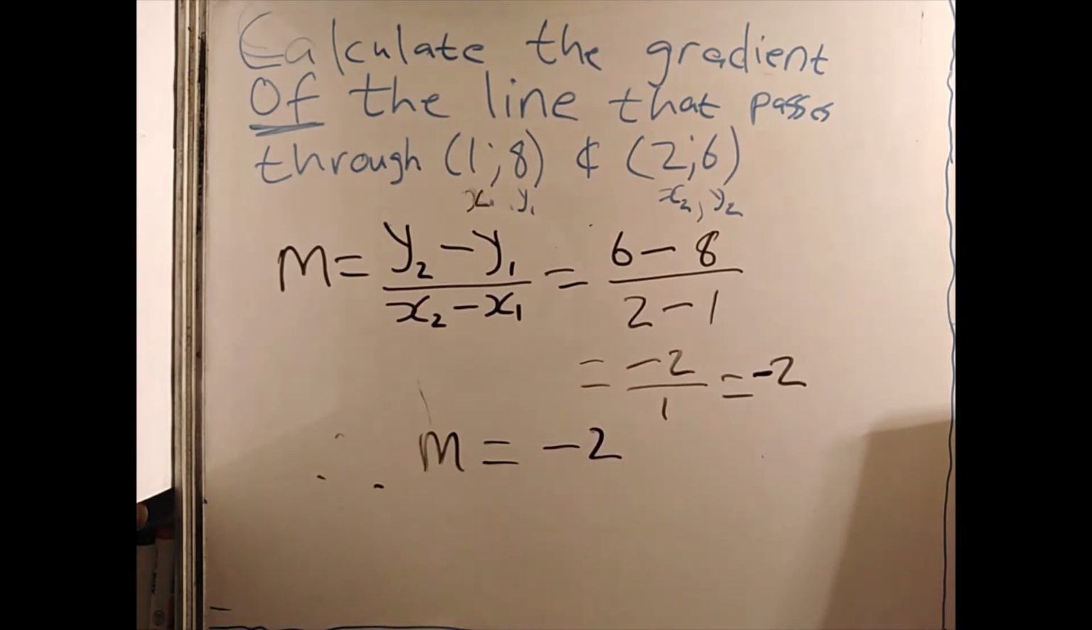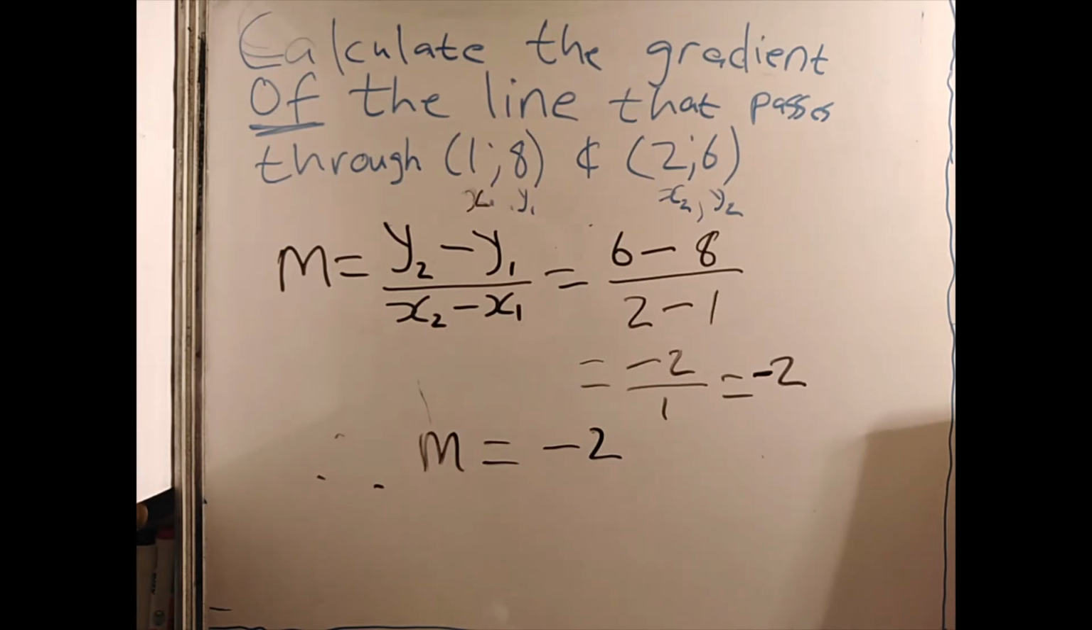So ladies and gentlemen, that is what you do. That is how you calculate the gradient of a line between any points. You just pick any 2 points, but make sure that they lie on the graph. You take those points and put them in the formula of a gradient, and you come up with something like this. All right.